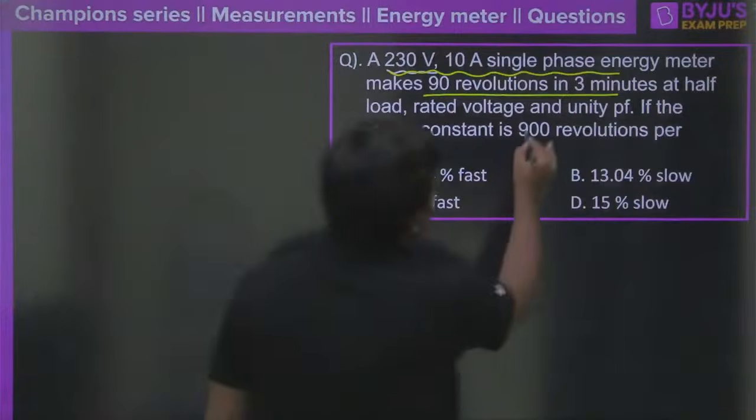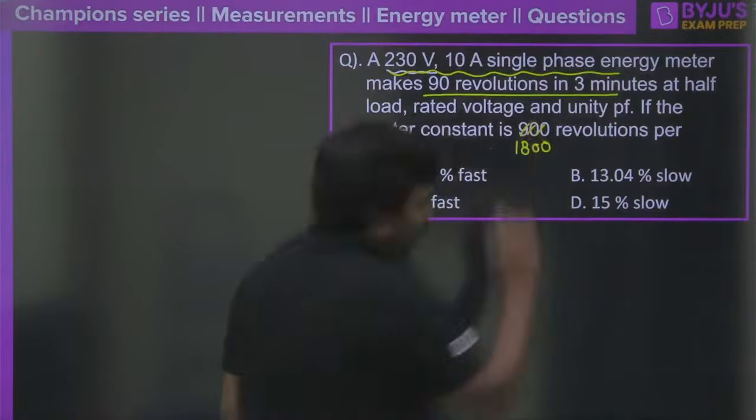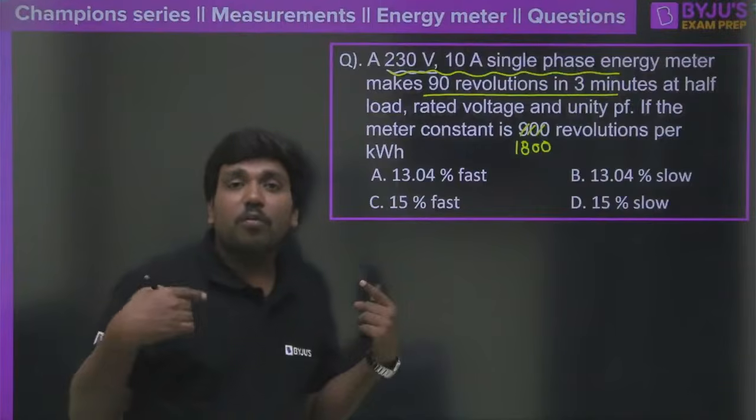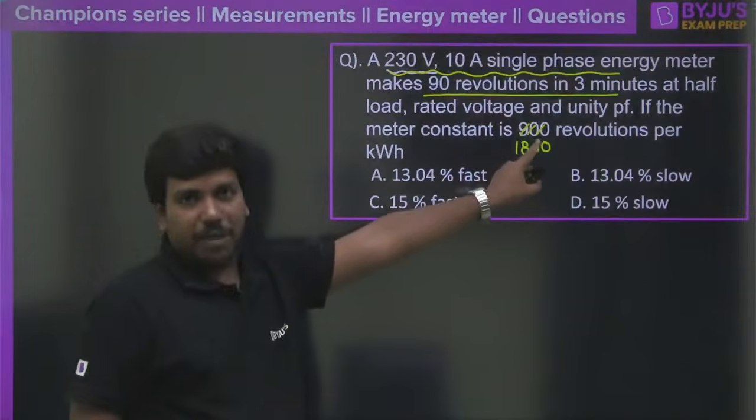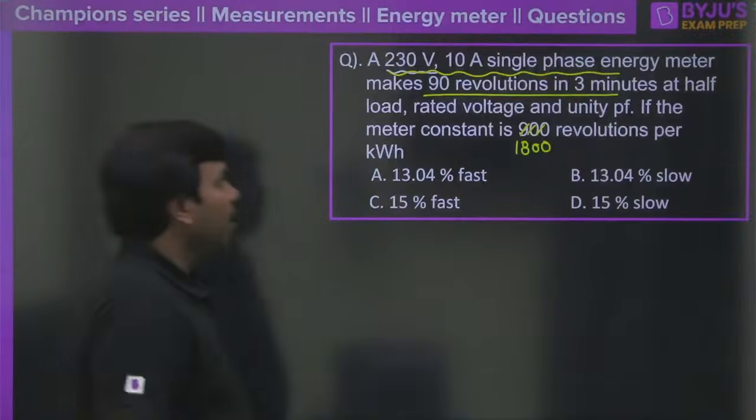So I think it is not 900, it is 1800. It must be 1800. There is a small mistake here. It must be 1800. Now if you go with the formula, there is a problem here. Then try to solve intellectually and get me the answer. How do we solve this one?